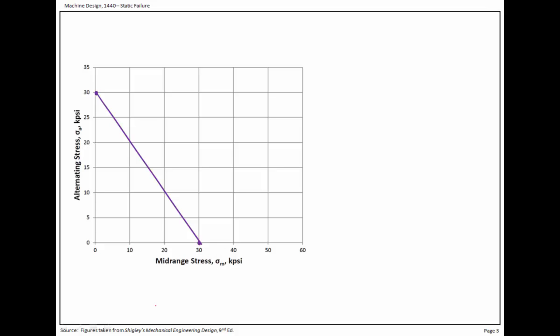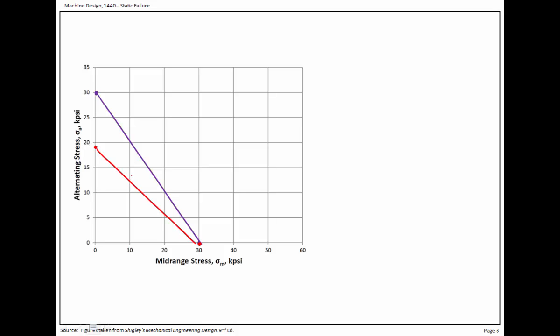Both the Soderberg and the Goodman start out on the y-axis, on the alternating, with SE, right? So that's going to be that point right there. Now the Soderberg goes to the yield strength on the mid-range. So we'll draw that one in.